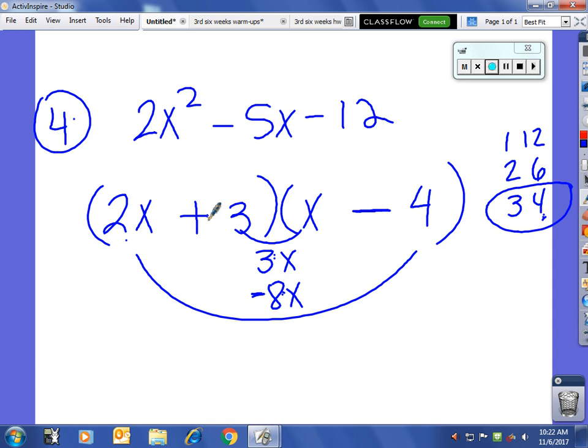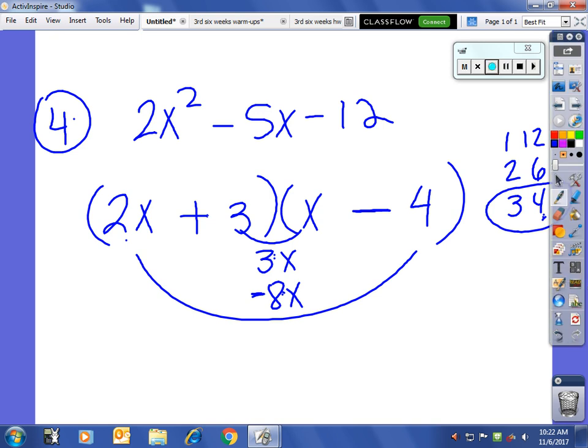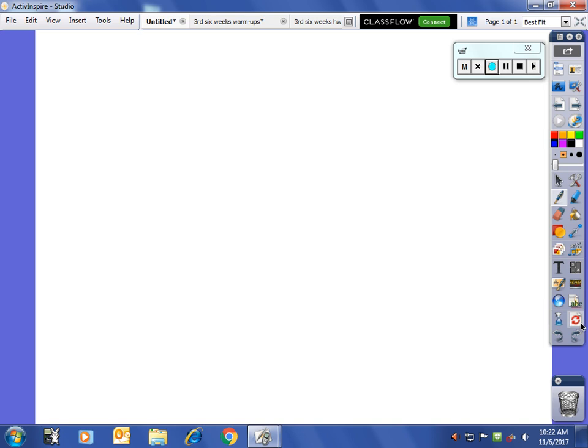Do not write down the signs at the beginning when it's a plus and a minus, because you just don't know. It matters on the position as well. All right, let's try another one, number 5.